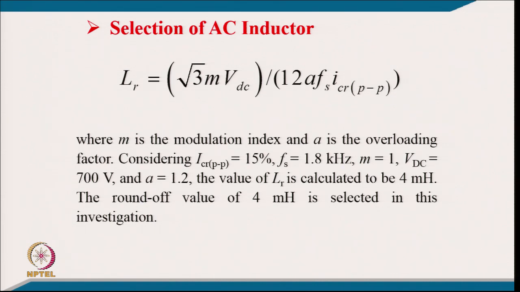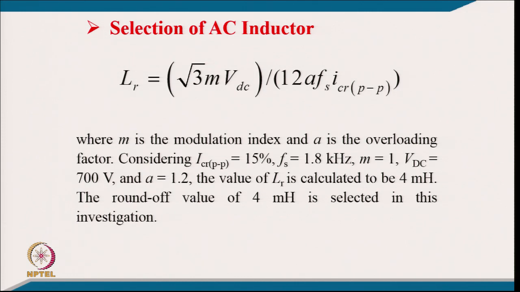So, this is the relation derived for 3 phase, where root 3 corresponds to the line voltage, M is the modulation index, VDC is the DC link voltage, and 12 is the factor corresponding to 3 into 4, and F is the switching frequency, A is again the overloading factor, and ICR is the ripple current, the actual ripple current as a percentage of the DC STATCOM current. So, M is the modulation index and A is the overloading factor, considering the ripple current of 15, maybe 15 to 25% is the standard ripple current.